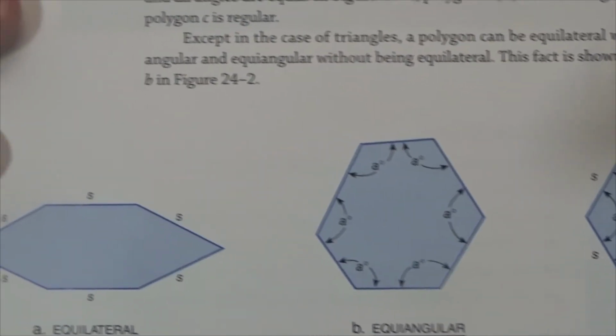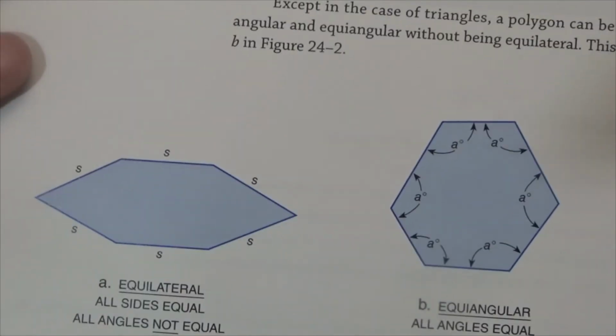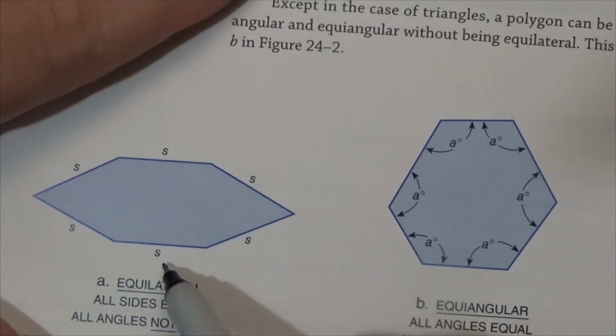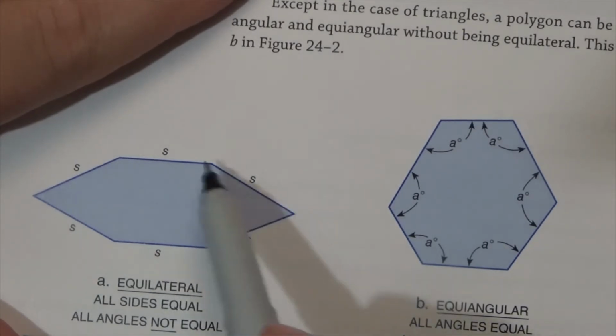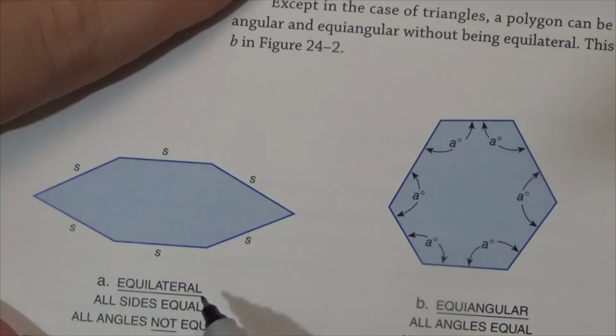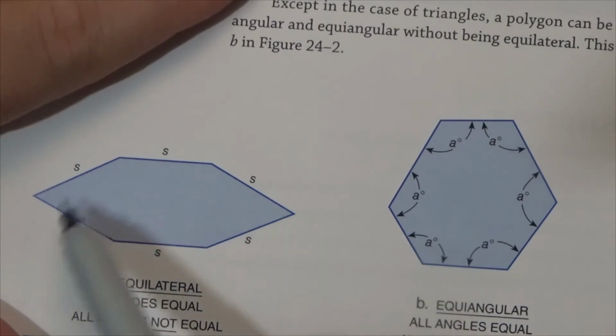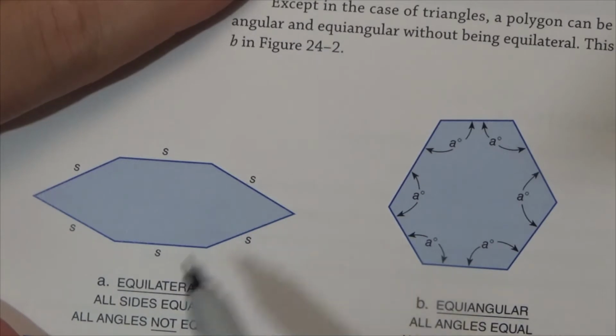Okay, so we've got this figure right here. I don't know if you can see it there. So each side is side S. So all of the sides here are the same. And it's extremely obvious that all of the angles are not. So this is an equilateral polygon.